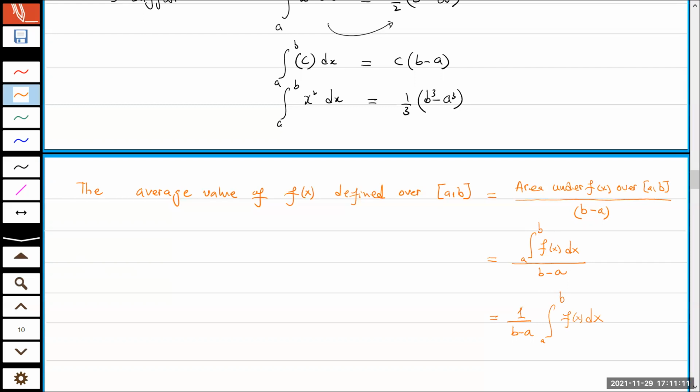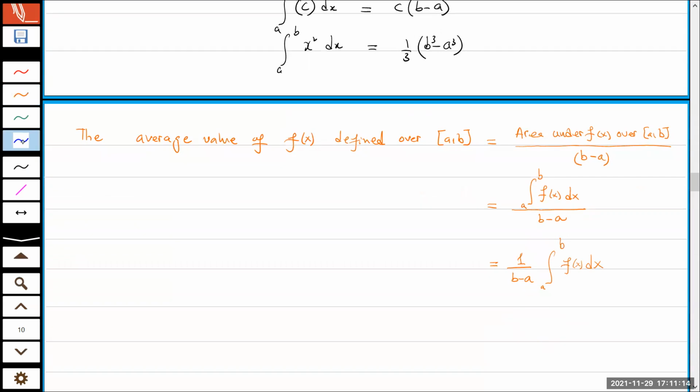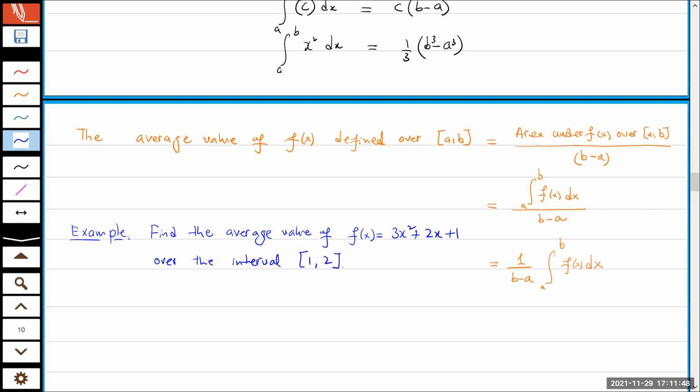Now let me write an example where I want to use these three formulas in black. Example. Find the average value of f of x equals 3x squared plus 2x plus 1 over the interval 1, 2.